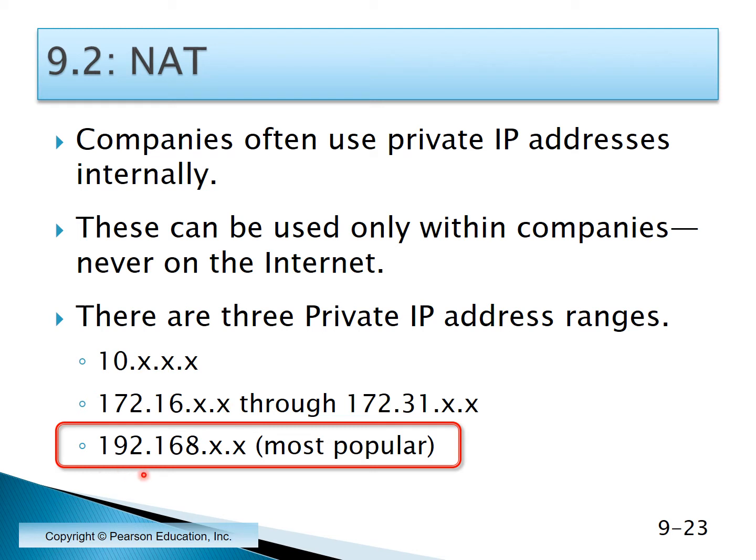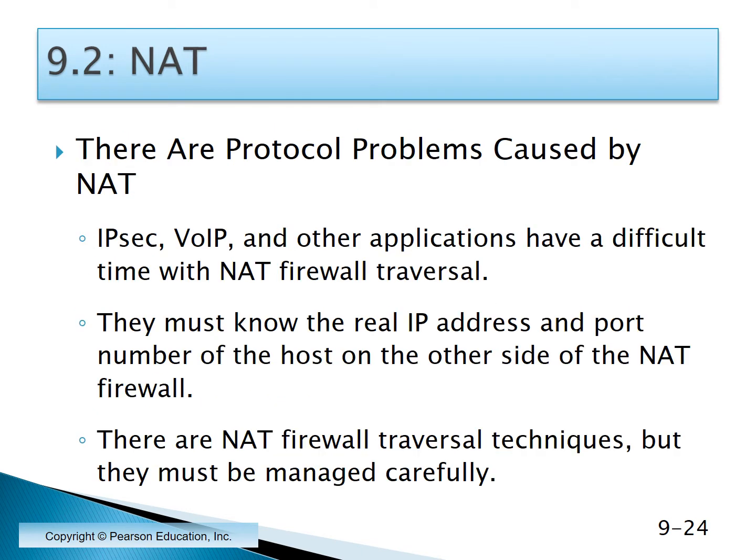And the most popular one is 192.168.x.x. Somehow this one is the most popular. Many NAT firewalls or wireless router settings will be using this set of IP address ranges. But of course, you can also set it yourself in your wireless router administrator page. You can set, I don't want to use 192.168, I want to use 10.x.x.x for my internal devices. That's also fine.